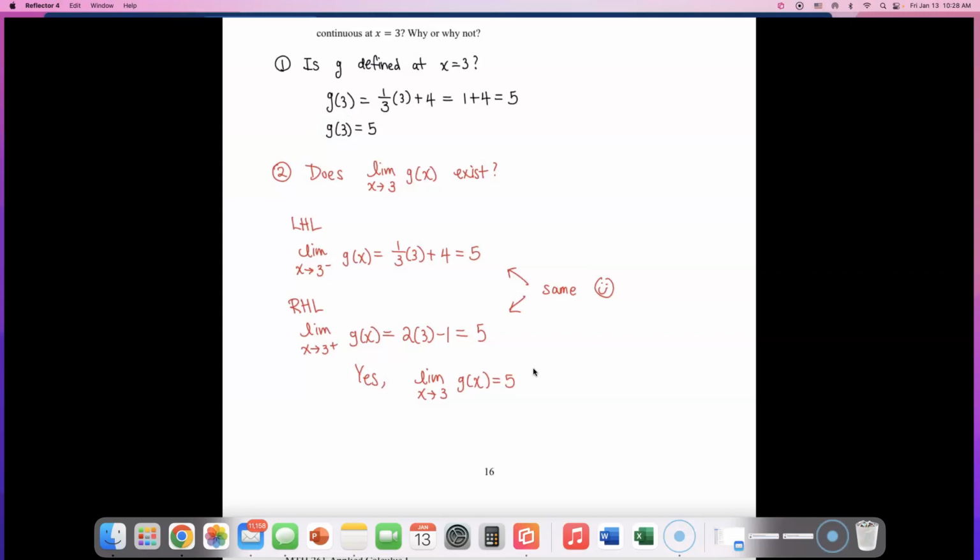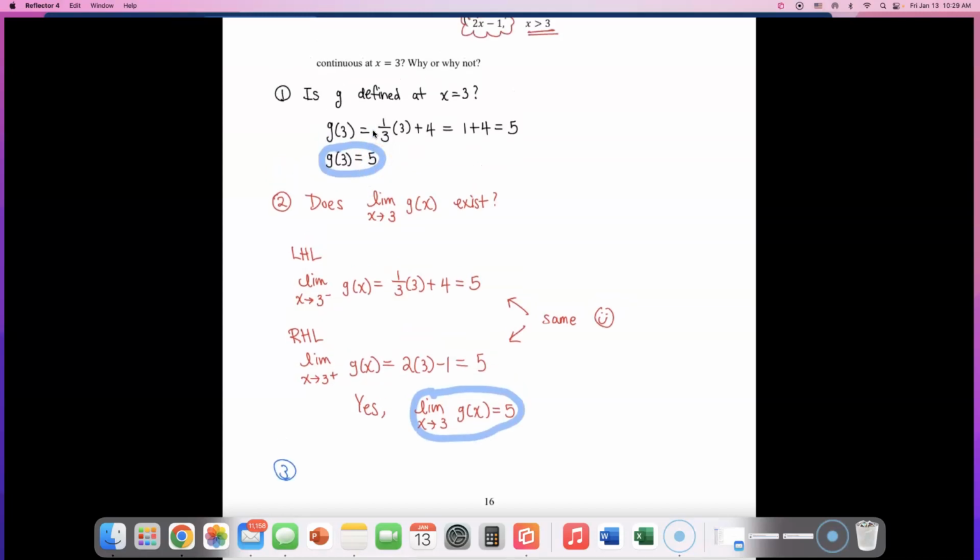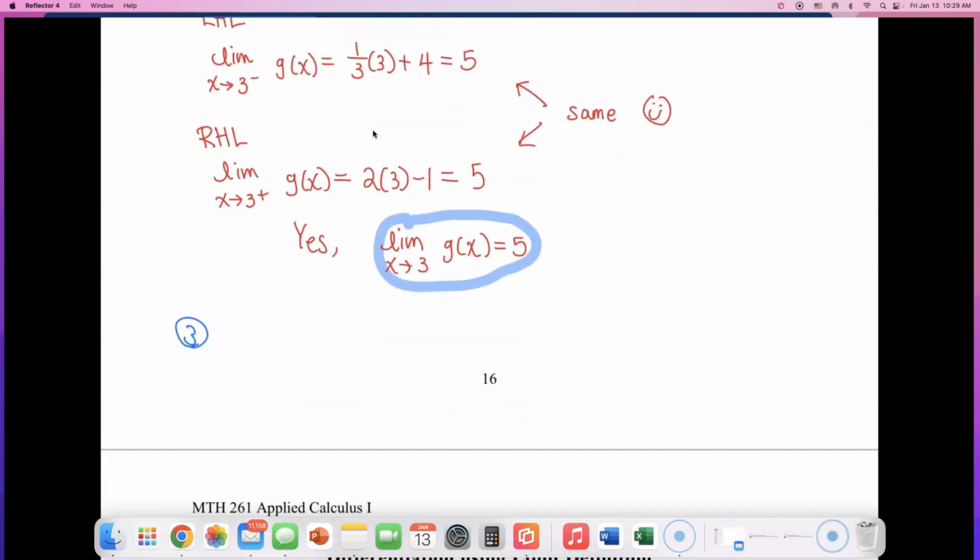For a function to be continuous at a given point, the function value, which we found in part 1, g of 3 was 5. And the limit that the function is approaching from the left and from the right has to be the same. Notice that they're both approaching 5. Well, the limit is 5 and the function value is 5. So here's the conclusion, and I'm going to write that down here. I will answer the question now. I will say g is continuous at x equals 3.